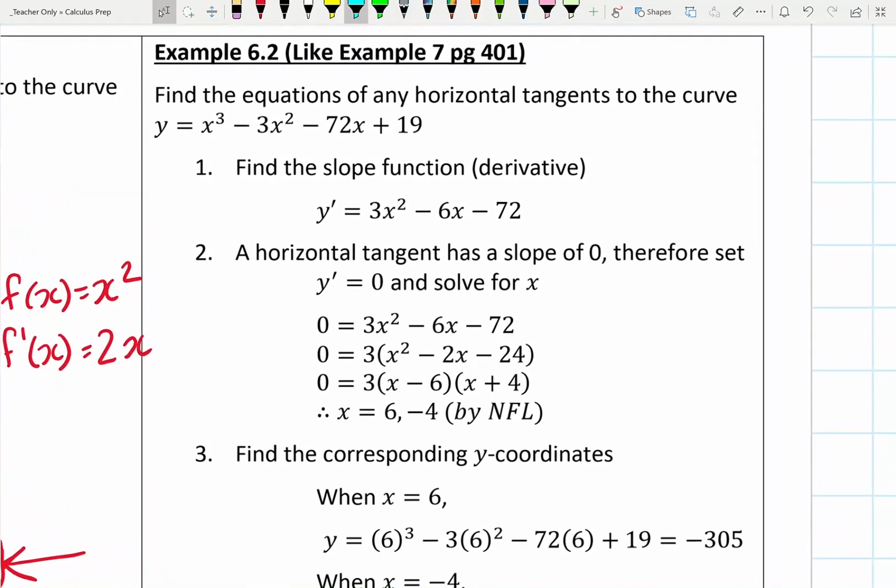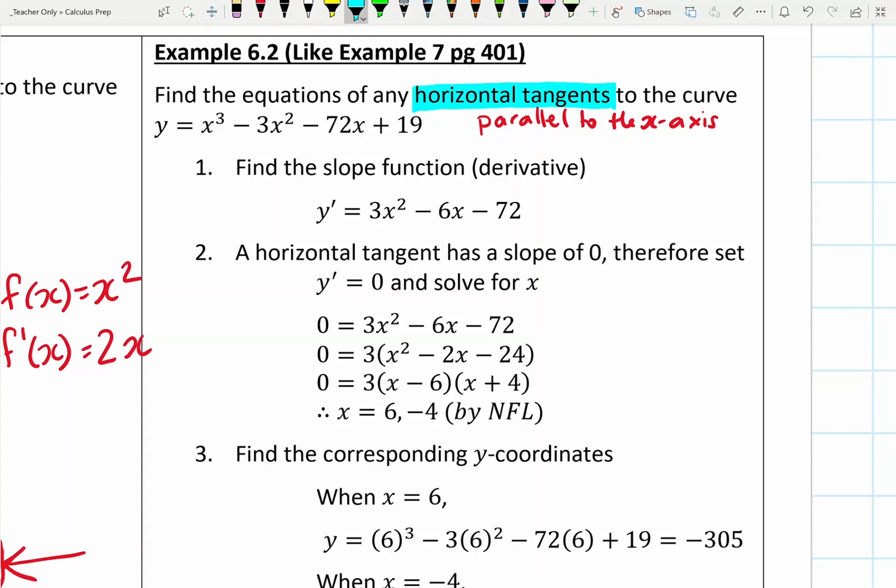Example 6.2 is asking us to find the equations of any horizontal tangents to the curve. We might also be asked to find any tangents that are parallel to the x-axis. Either way, what we're doing is finding a slope that has a gradient of 0. So we've got our curve here, which is a cubic, x cubed minus 3x squared minus 72x plus 19.